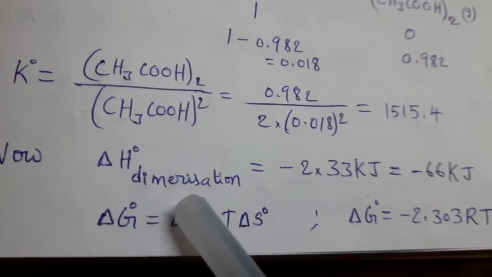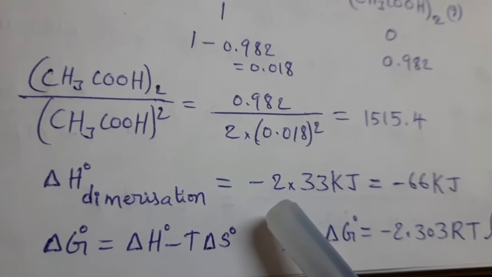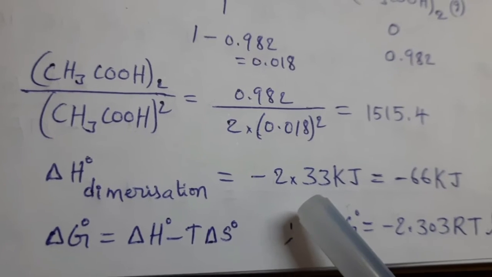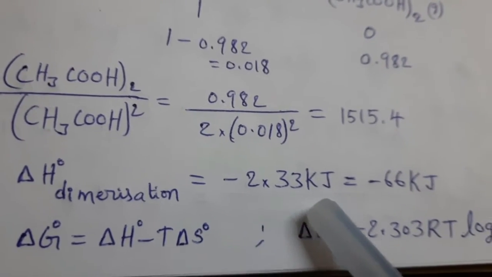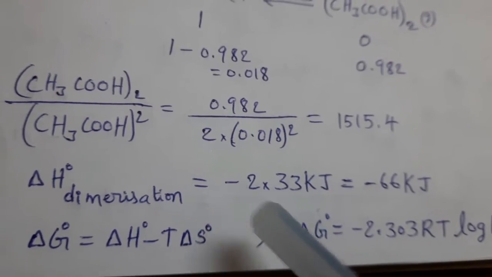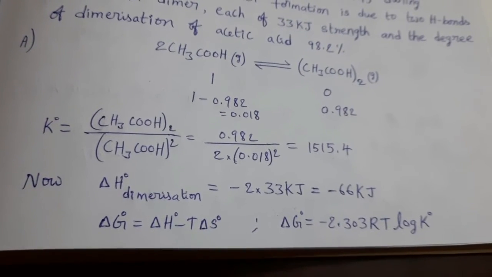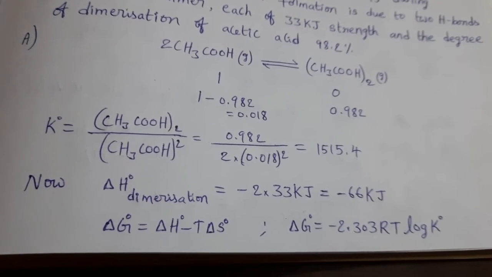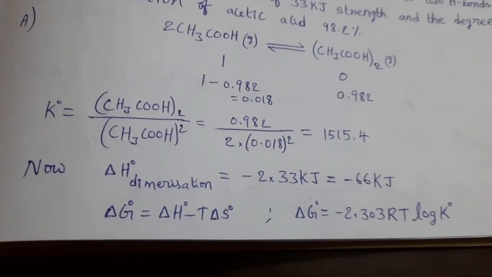Next, enthalpy of dimerization. Two hydrogen bonds are involved in the dimerization. Each bond strength is 33 kilojoule. So 2 into 33 kilojoule, that equal to 66 kilojoule. Here we use minus because due to this dimerization process heat energy is released. That's why this energy is indicated by negative sign.